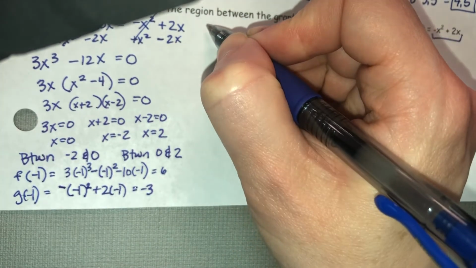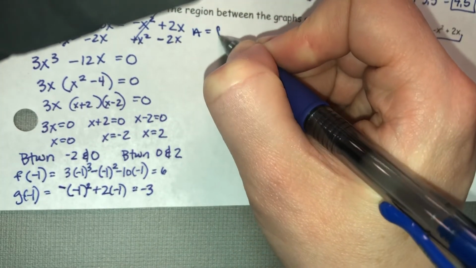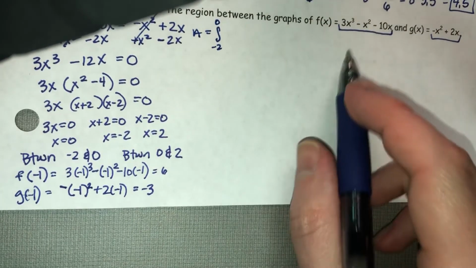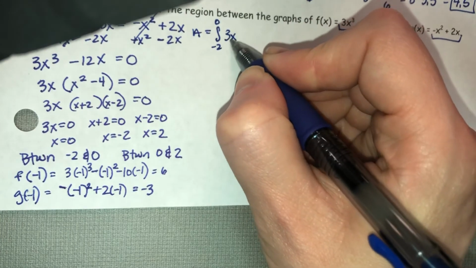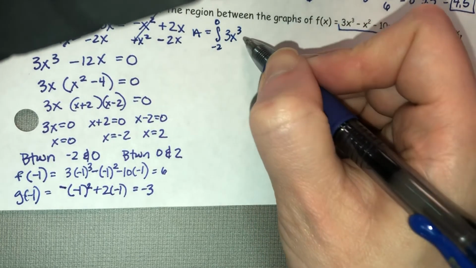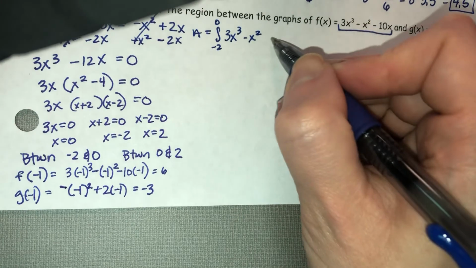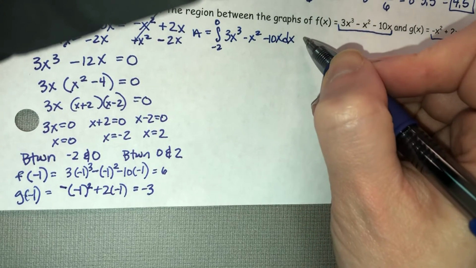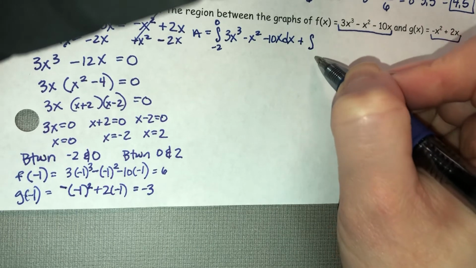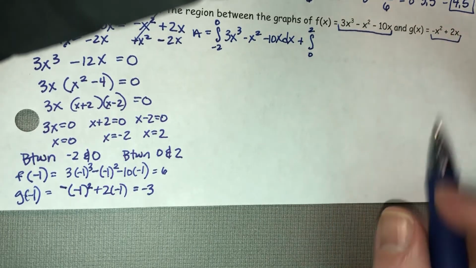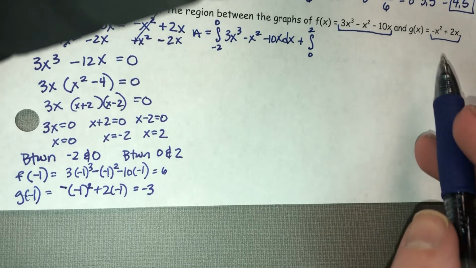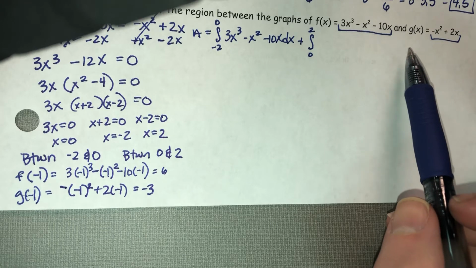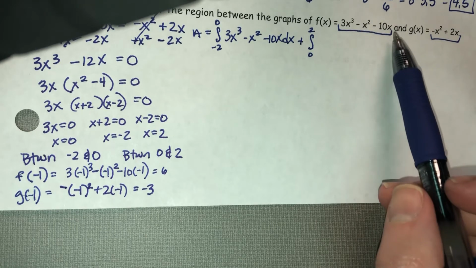So my first integral will be the integral from -2 to 0 of the f of x function, 3x cubed minus x squared minus 10x dx. And then we're going to add that to the integral from 0 to 2 of the other region, which we also need to find out which function is higher. It's possible that they change places.